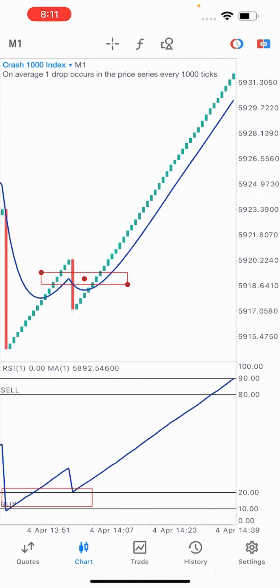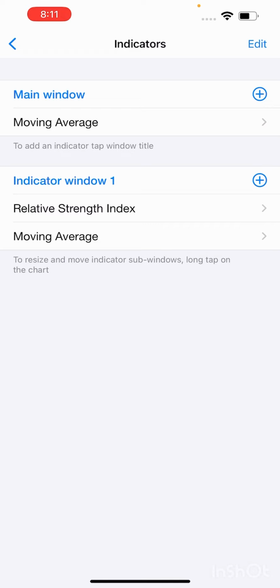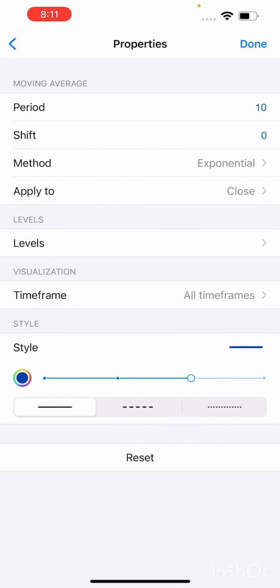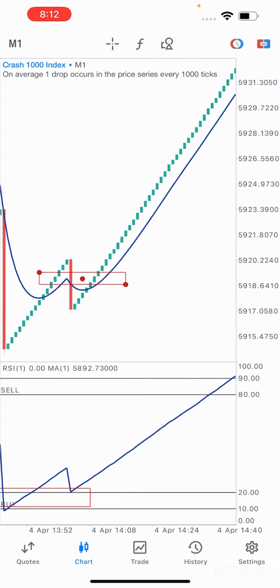Now let me just share the settings for you. So for the settings, we have the moving average, period 10, shift 0, method exponential, apply to close. Levels, there are no levels at all. Okay, so for the iPhone users, you have the style. You just have to adjust it to be on this second area. Okay, and then the line has to be a complete line, not the dotted lines. Okay, and then you click on done.